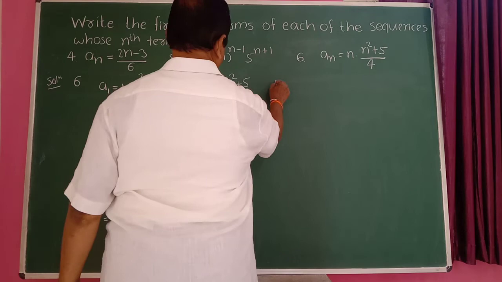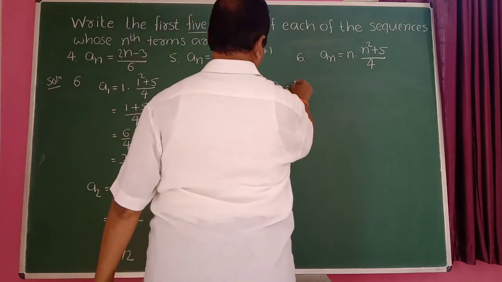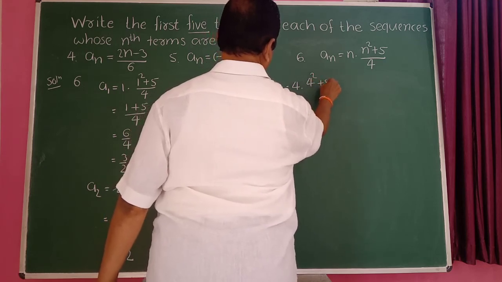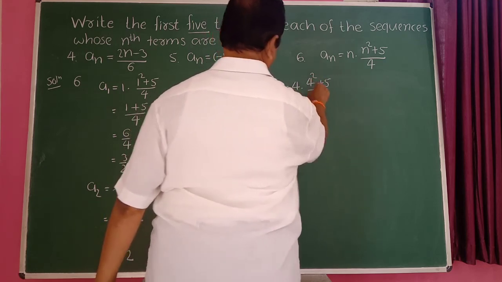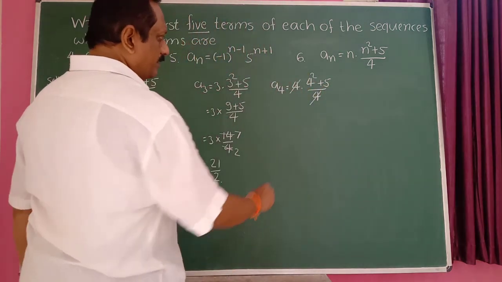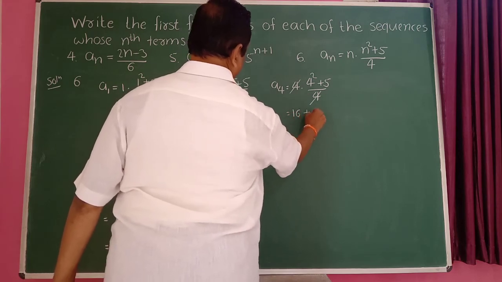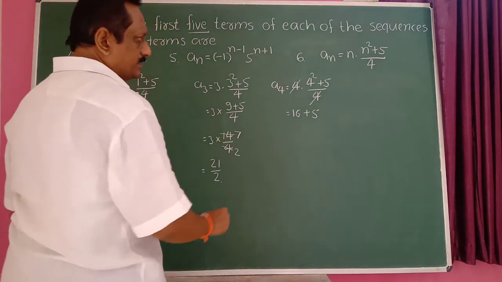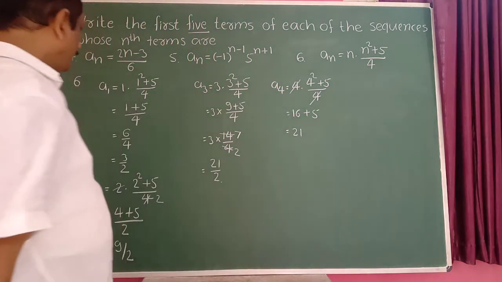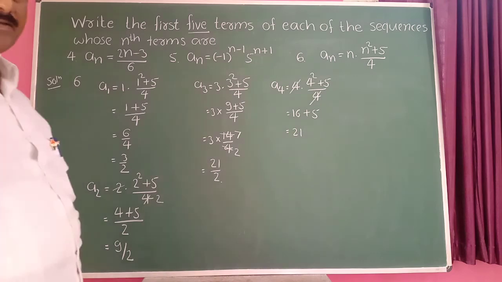Next, a4 is equal to, put n value 4 here. So 4 into 4 squared plus 5, divided by 4. Then this 4 and this 4 cancel. 4 squared is 16, so 16 plus 5 becomes 21. This is the fourth term here.